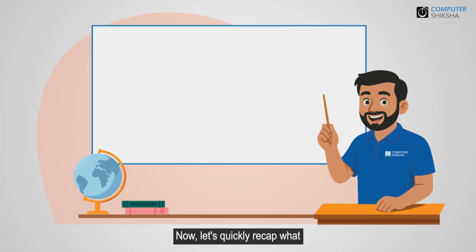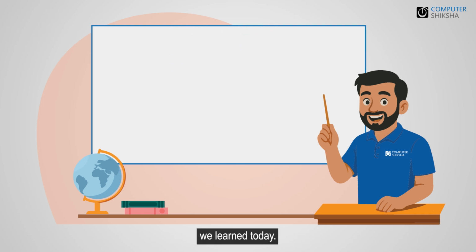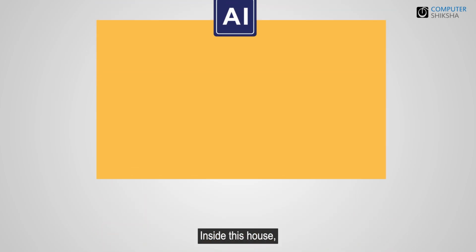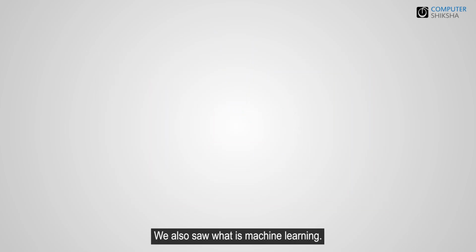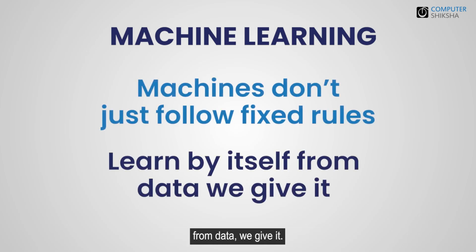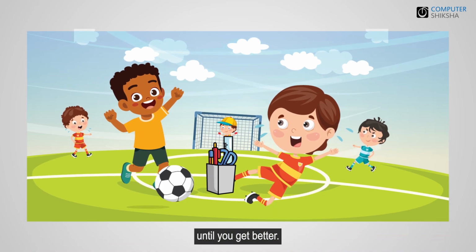Okay, students, now let's quickly recap what we learned today. In this chapter, we learned that AI is like a big house of smart machines. Inside this house, machine learning is a special room along with other rooms. We also saw what is machine learning. Machines don't just follow fixed rules. They learn by itself from data we give it. Just like you practice maths or football until you get better.